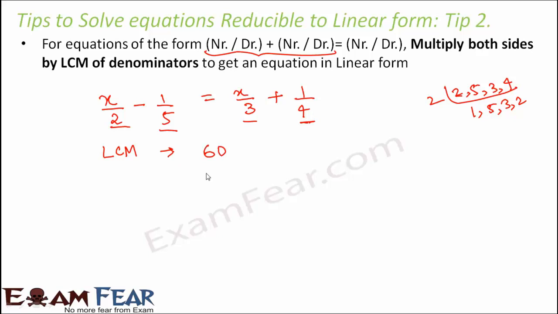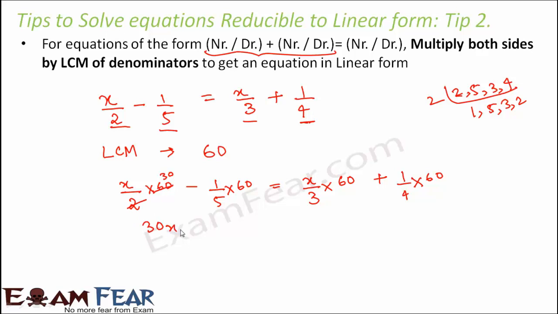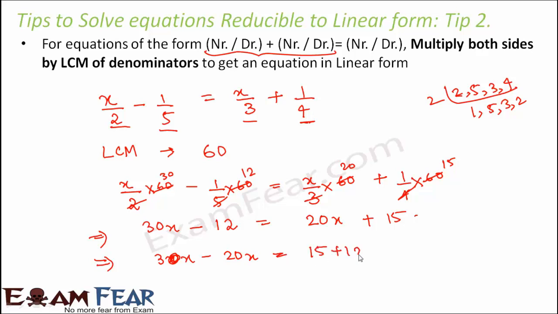Now what you do is multiply both sides by this LCM. That means x by 2 into 60 minus 1 by 5 into 60 is equal to x by 3 into 60 plus 1 by 4 into 60. So we have multiplied both sides by 60. This would be 2 into 30, so 30x, minus 5 into 12, that is 60 minus 12. This would be 3 into 20, so 20x, plus 4 into 15, so this would be 15. Now again we follow the same thing: collect the variables on one side. So it would be 30x minus 20x is equal to 15 plus 12, or we can say 10x is equal to 27, or x is equal to 27 by 10.